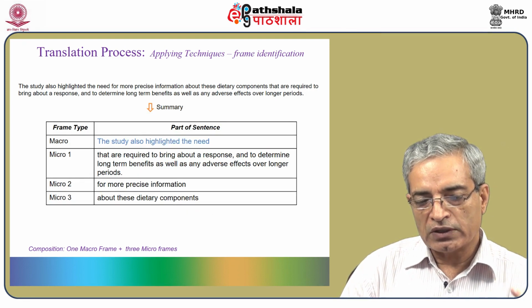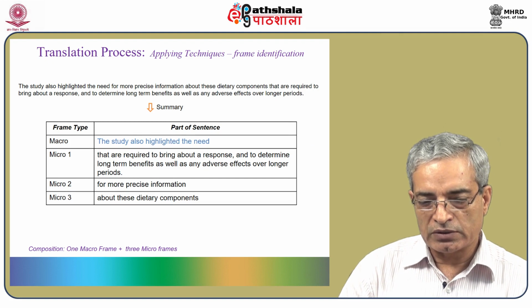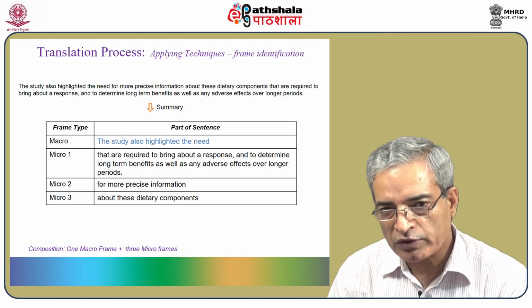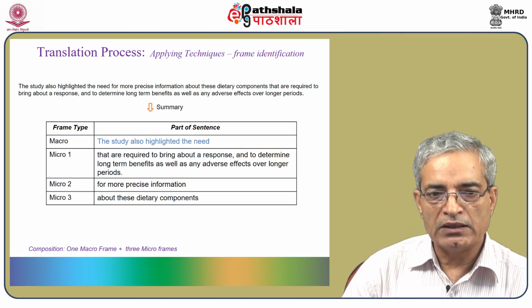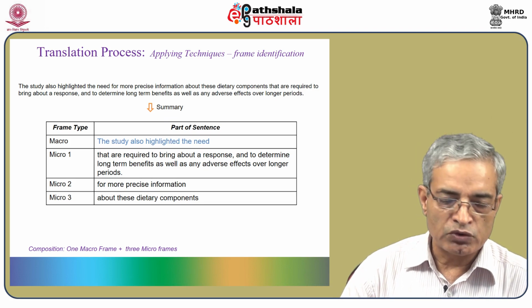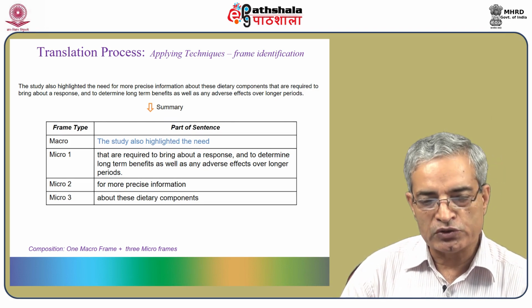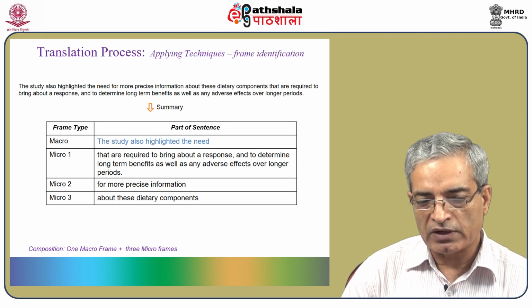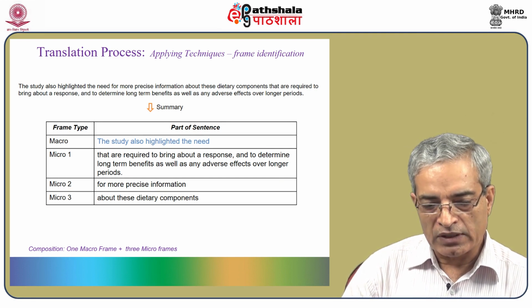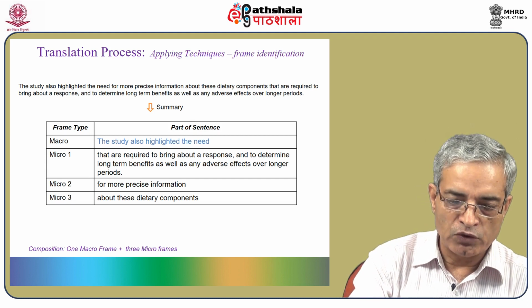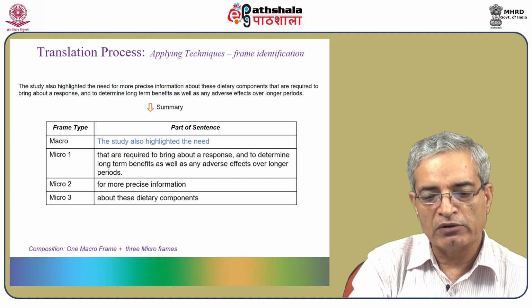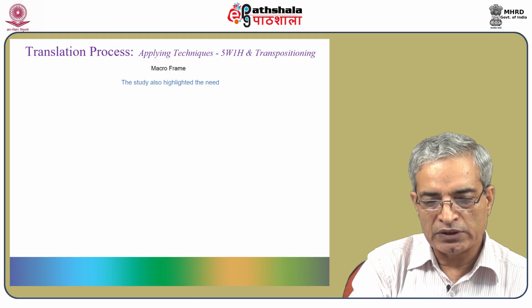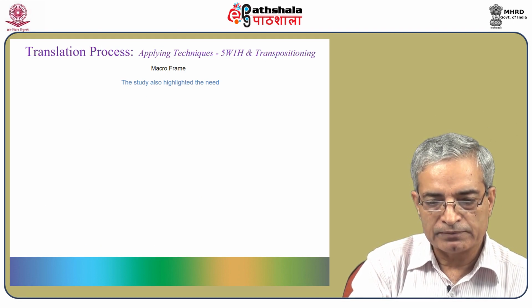Now, when you are trying to do English to Japanese translation, see very carefully, the macroframe was so small. The study also highlights the need. So if you focus on the study also highlights the need, you will start feeling that the sentence is not so difficult and you can translate it. You can translate it part by part, 1 macroframe and 3 microframes in this particular case. And when we put it here, the study also highlighted the need. Let's go one by one.